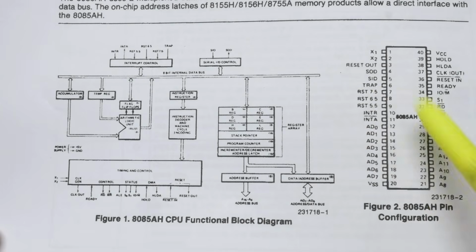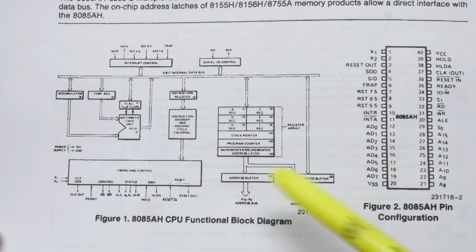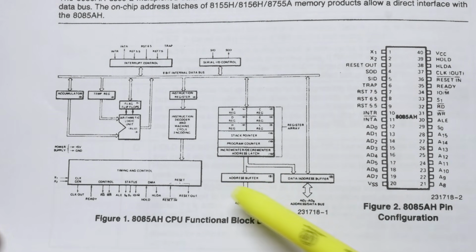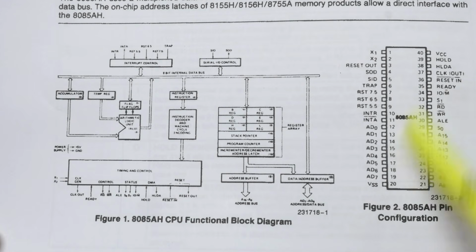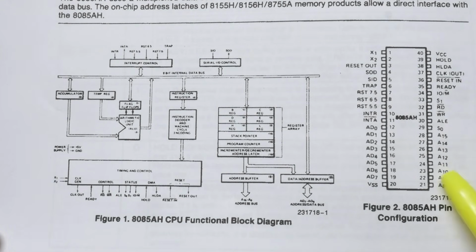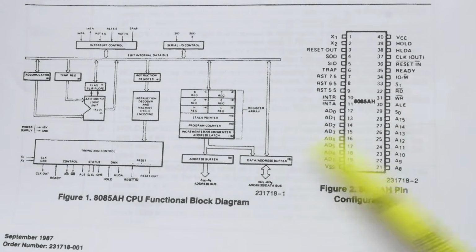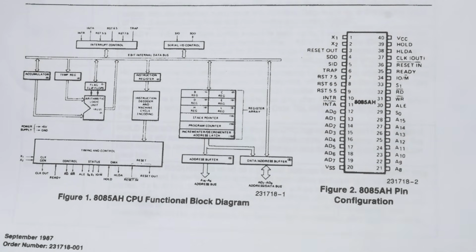Now, the part doesn't have enough pins, so they bring out the upper 8, A8 through A15. They bring that out all by themselves. They're over here. But they didn't have enough room to put A0 through A7, so they multiplexed them together.